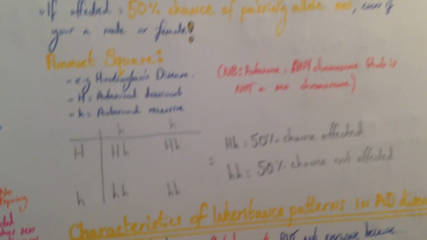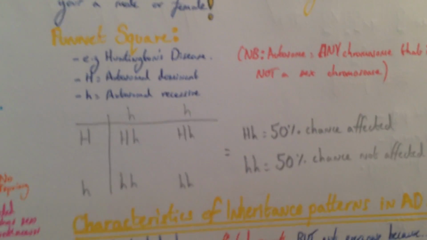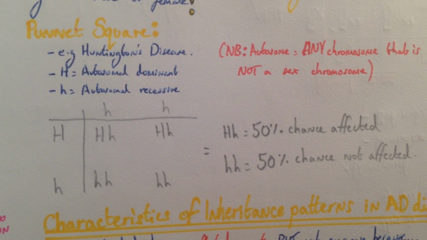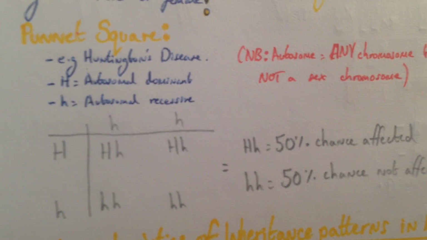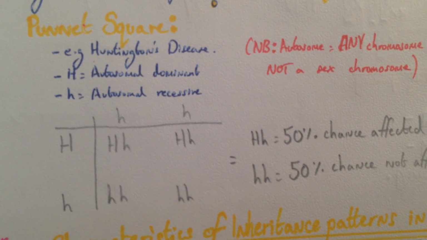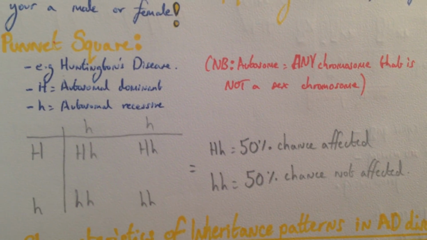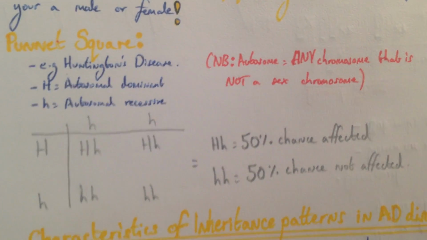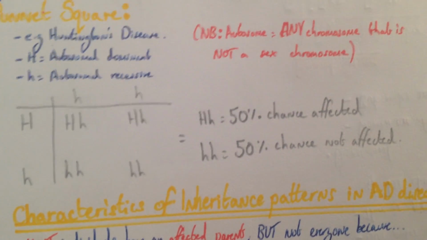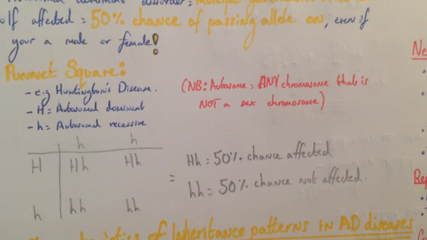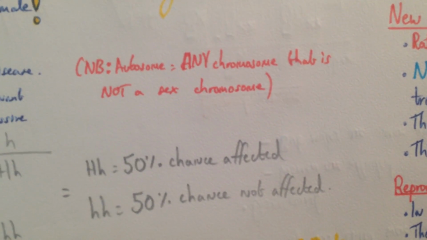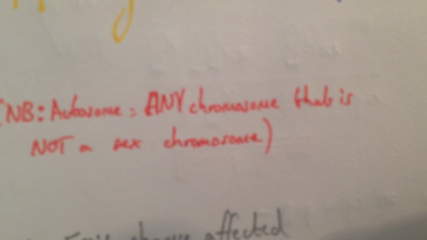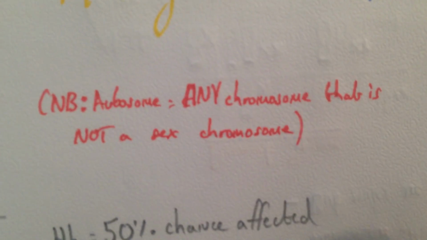Cool. So we'll go on to the Punnett square. An example of an autosomal dominant disease is Huntington's disease. The capital H is autosomal dominant, the lowercase h is autosomal recessive. As you can see through the Punnett square, being affected is a 50% chance, whereas being not affected is also a 50% chance. An important point is that an autosome is any chromosome that is not a sex chromosome.